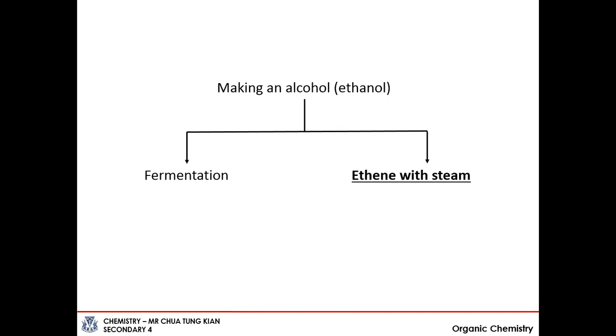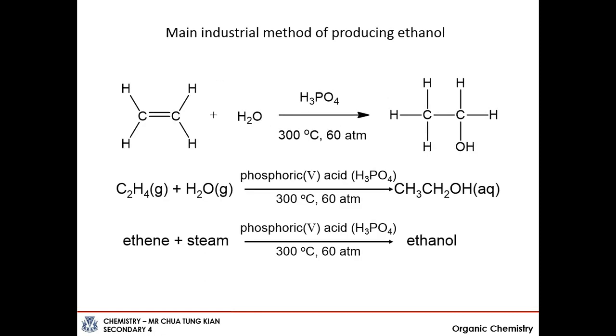Next part is ethene with steam. We covered this earlier already, so just do a quick recap. Basically, you have your steam, you have your phosphoric acid, 300 degrees Celsius, and your 60 atmosphere pressure. You add the H2O across the double bond, and we have the alcohol.